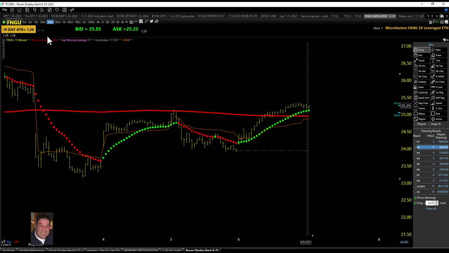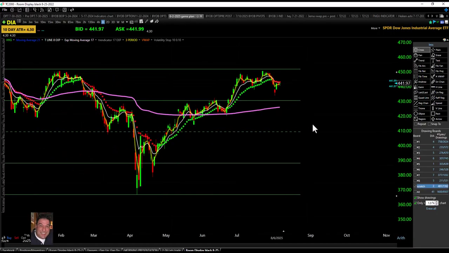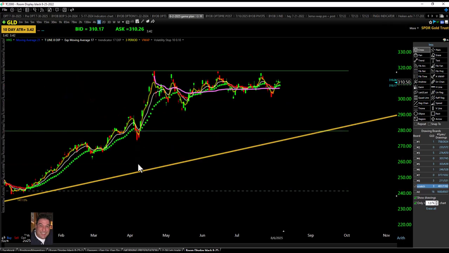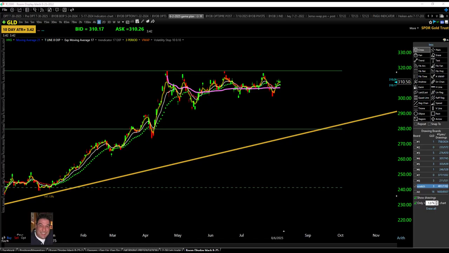So there's FNGU. Let's take a look at just a few sectors. Let's take a look at gold, because everybody wants to know how gold's doing. Gold is still bullish, because it's moving up and it's holding the higher ground. That's bullish behavior. When you go up and you give it up, that's neutral. That's not bearish, that's just neutral. So price going up is still holding this 300 area.